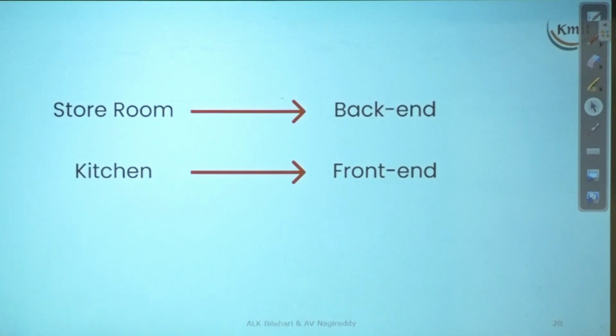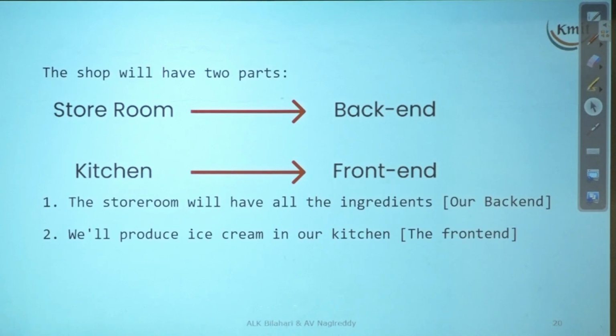All right. Storeroom is the back end, and kitchen is the front end. For the back end, the storeroom will have all the ingredients, like what toppings you want, what containers you want, what fruits you want. All of them will be in the warehouse, as in the back end. We'll produce an ice cream in our kitchen, the front end, and we'll serve it to the customer.